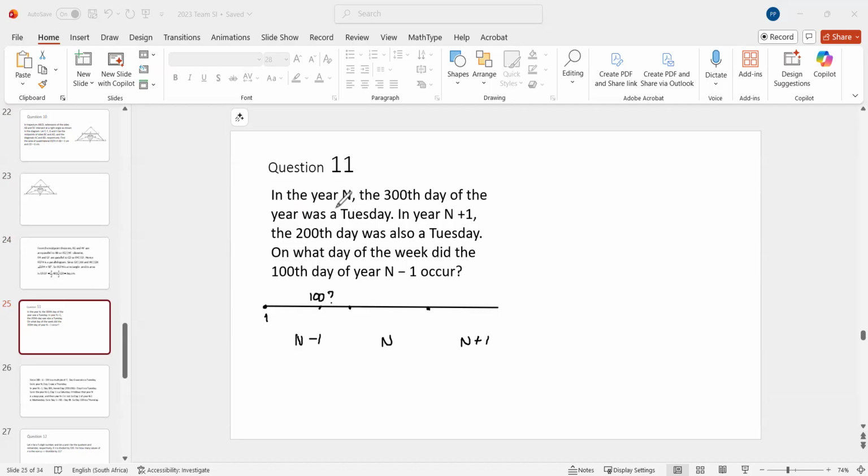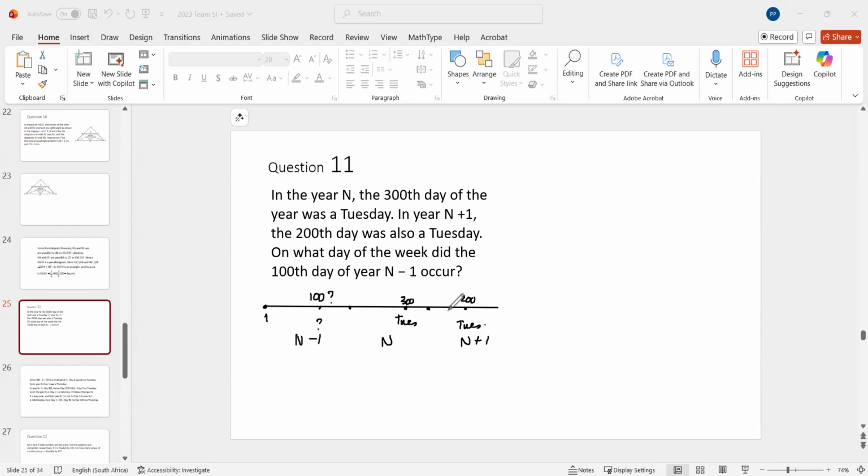Now what's given? It's given that in the year N, the 300th day was a Tuesday. But that's quite close to the end of the year. So this is the 300th day, and that happens to be a Tuesday. They also say that in the year N plus 1, the 200th day was also a Tuesday. So you've got both of these, but you don't know the unknown day.